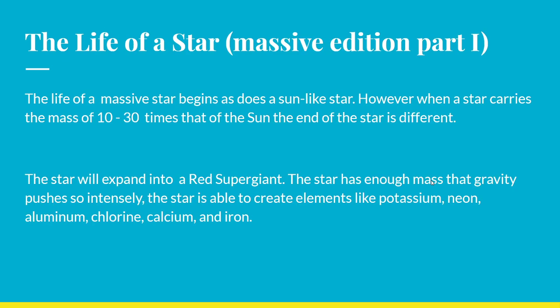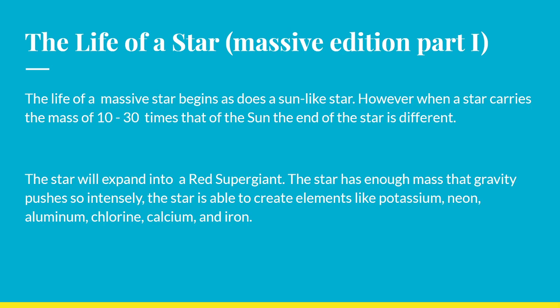Okay. Here we have the life of a star, part 2, if you will, or massive edition, part 1, because the life of a massive star begins as does a sun-like star, like our own. However, when a star has accumulated so much mass that its mass is around 10 to 30 times that of the sun, our own star, the beginning is roughly the same, but the end is different. Instead of expanding into a red giant, it expands into a red supergiant.